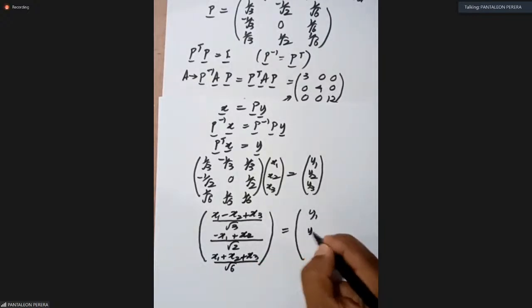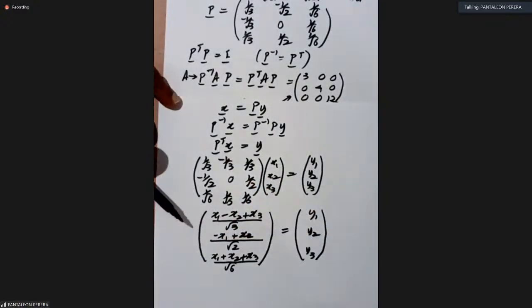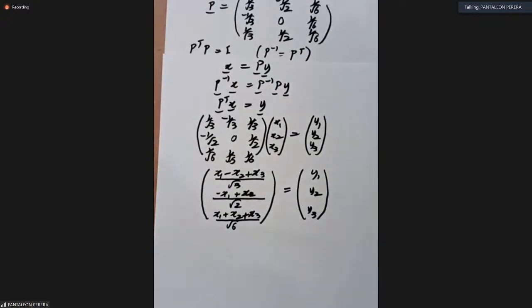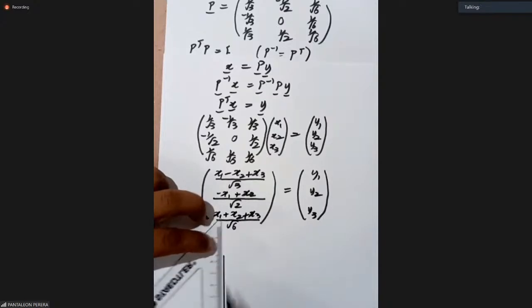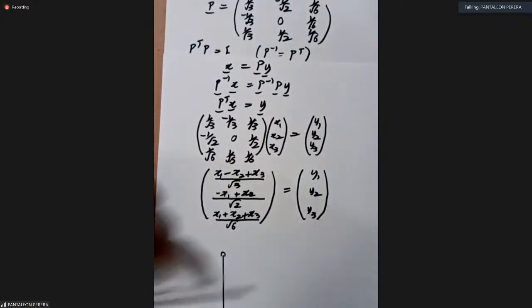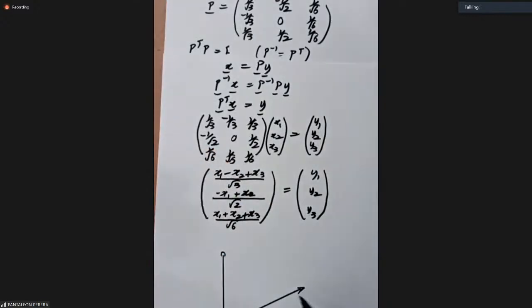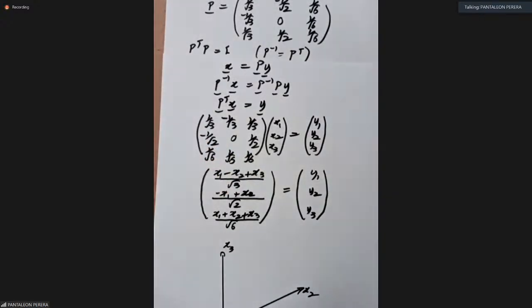These are the new axes. Since we used an orthonormal transformation, the axes are rotated. Now this is what you have. It's a little hard to draw, but I'll try. This is X1, X2, and X3. Now the new coordinate system looks like this. This one is (X1 plus X2 plus X3) over square root 3.